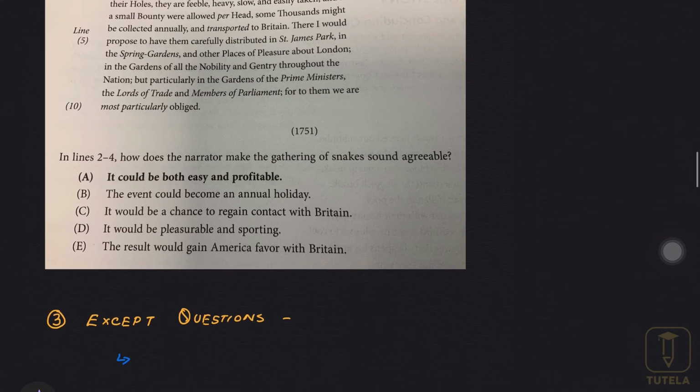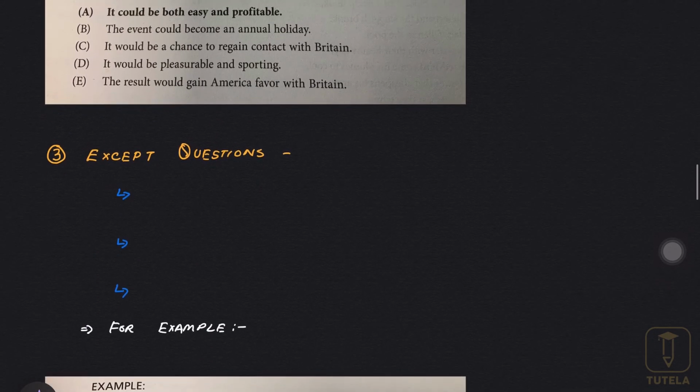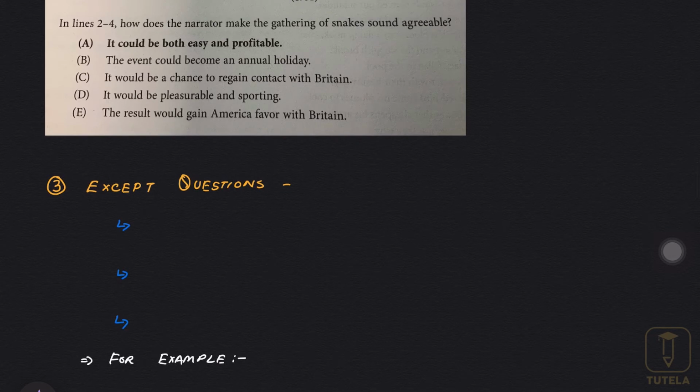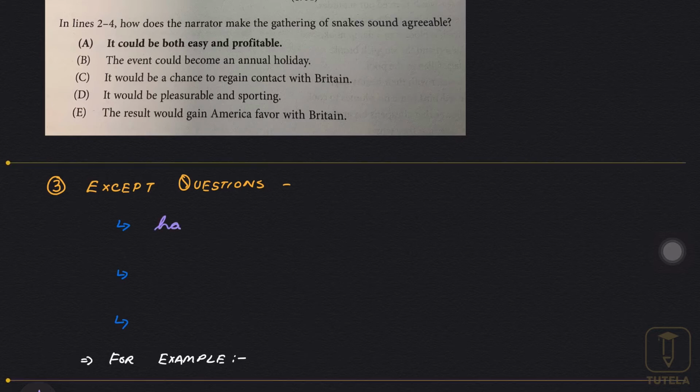Okay, moving on to the next question type. These question types are called except questions. Except questions have more than one right answer.